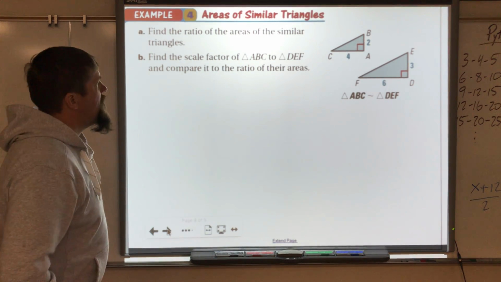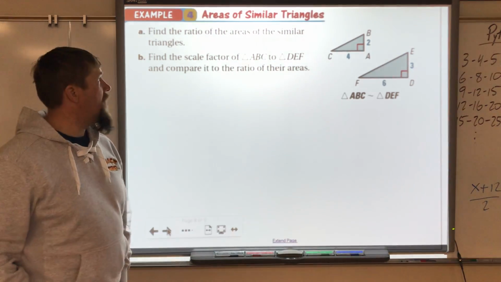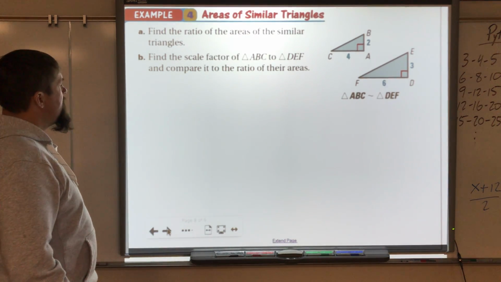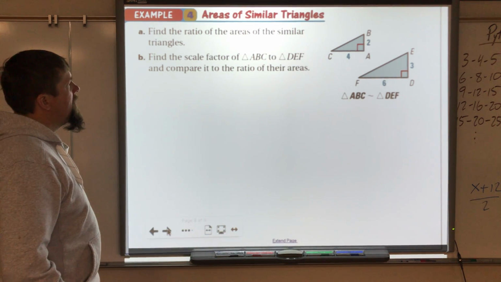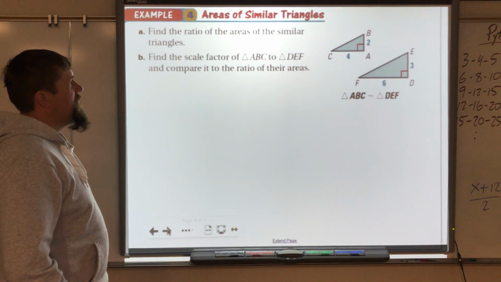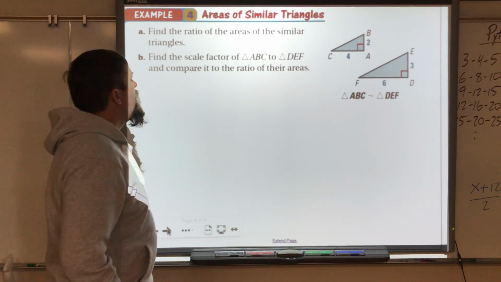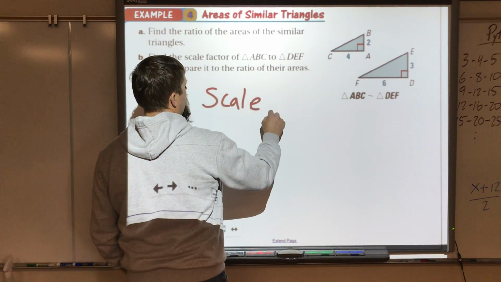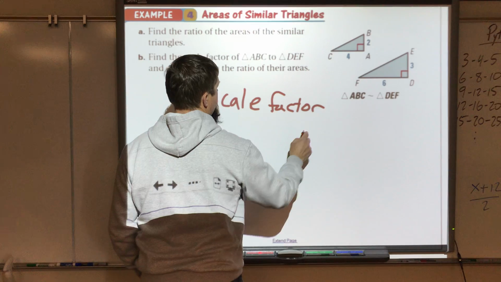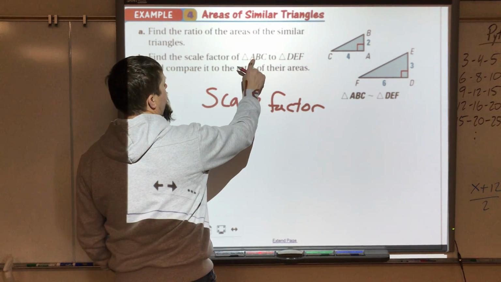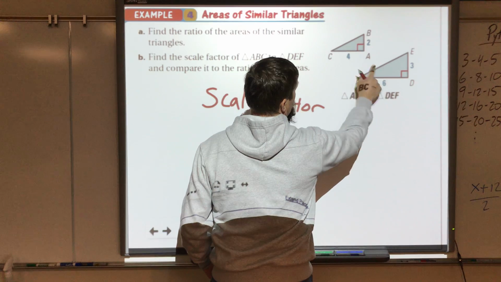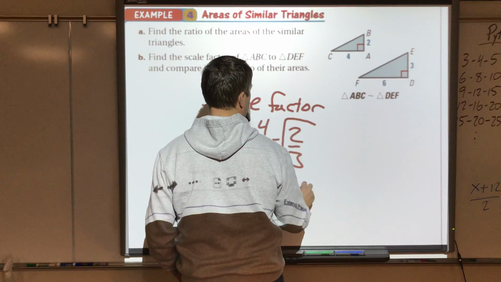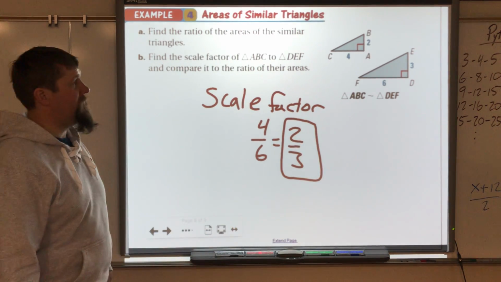Okay, find the ratio of the areas of similar triangles. Remember we talked about similar triangles last chapter? It says the scale factor of triangle ABC to triangle DEF. The scale factor for these, this triangle to this triangle, would be 4 to 6 or 2/3. So that's the scale factor of the sides.